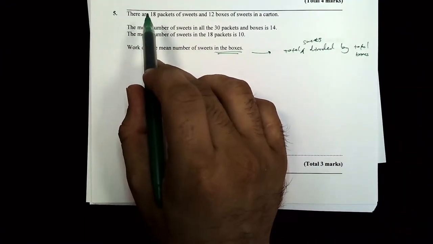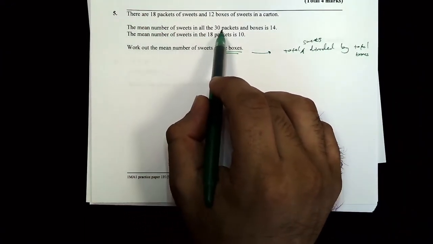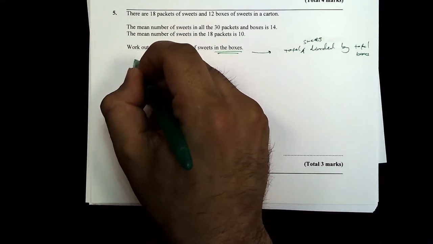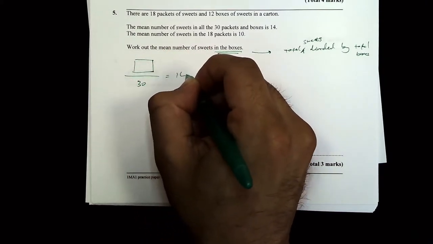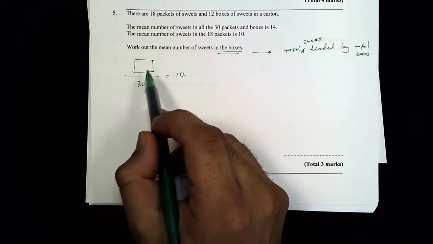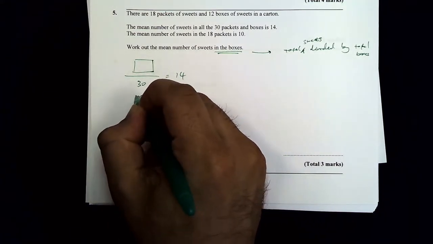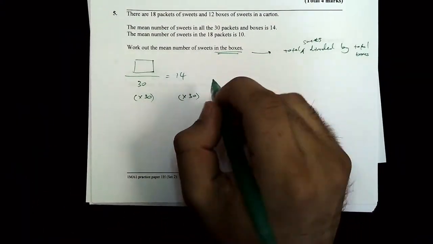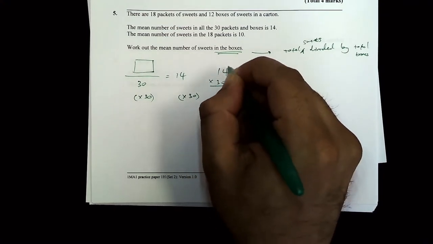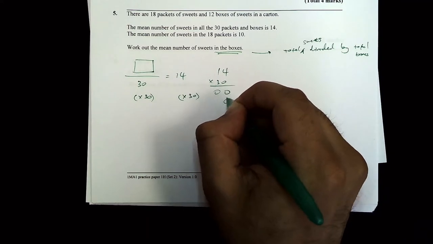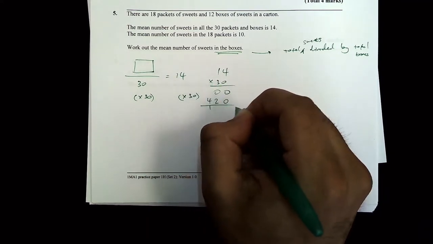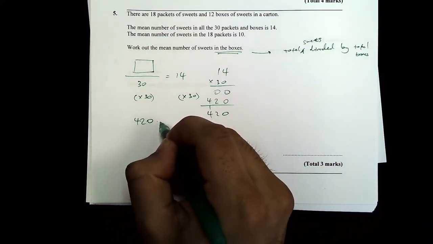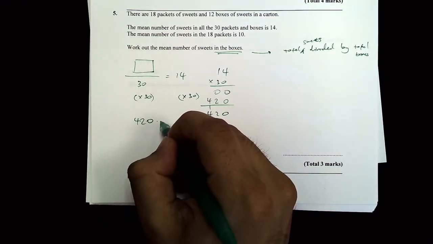Now, if the mean number of sweets in all 30 packets and boxes all together is 14, so something divided by 30 equals 14. How can I go back to the something? What do I do to both sides? And if you're all shouting at your screens and saying times by 30, that is correct. So 14 times 30, the bus stop is your friend. 0 times 4, 0 times 1 is 0. Move across, placeholder, 3 times 4, 12. 3 times 1, 3, plus 1 is 4. That's just 420. So 420 is the something at the top of the box, which means sweets altogether.